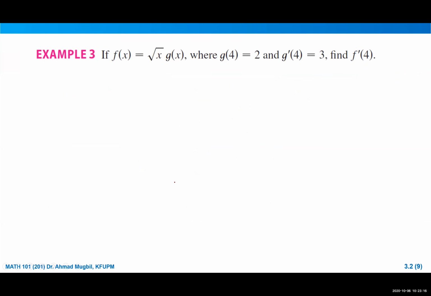Let's have another example, and this is in fact not a direct one. This is the type of question that you may have in quizzes or exams. You have f of x equals a square root of x times another function g. We don't know what this function is, but we know that its value is 4 at 2, and its derivative at 4 is 3. Now you want to find the derivative of f at 4, f prime at 4.